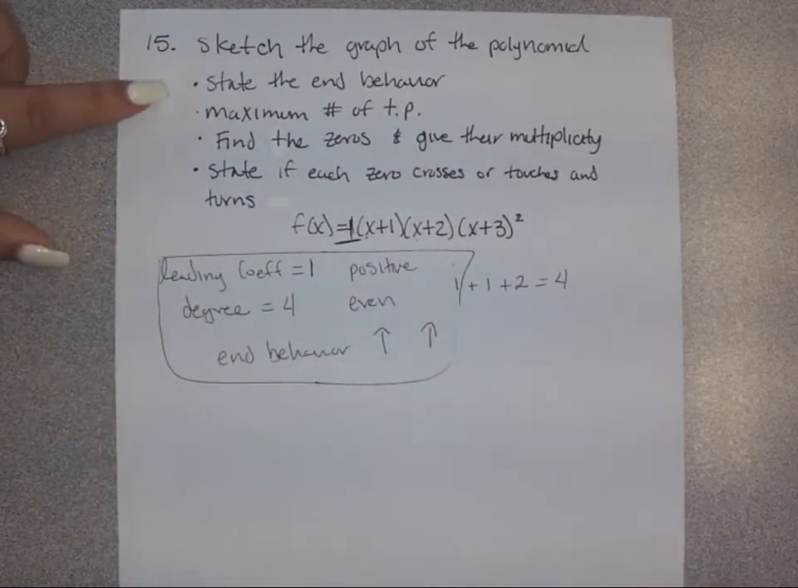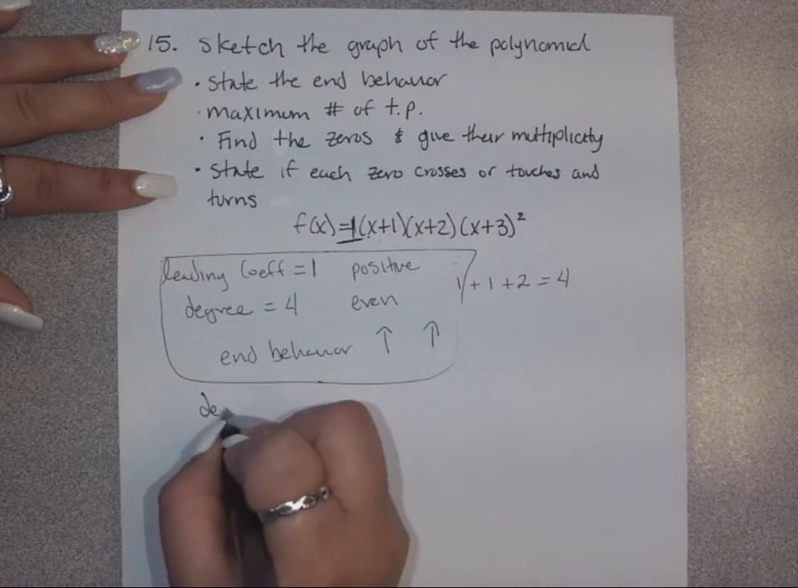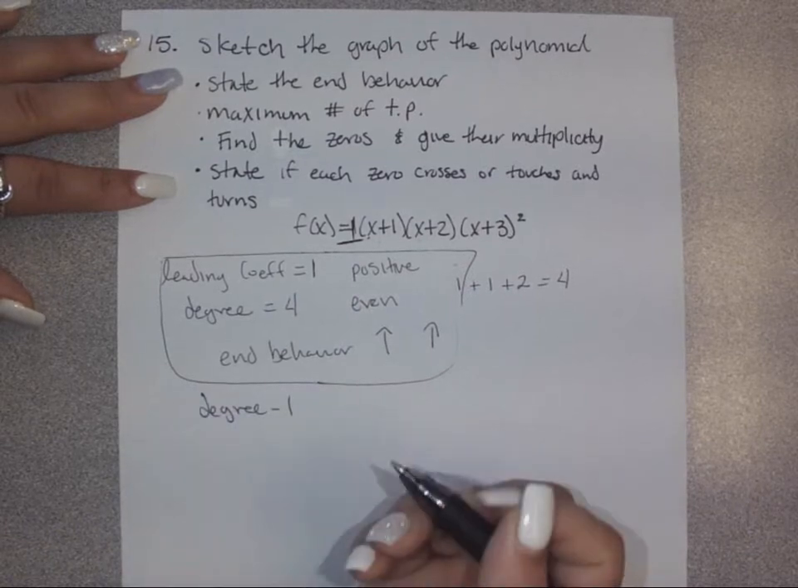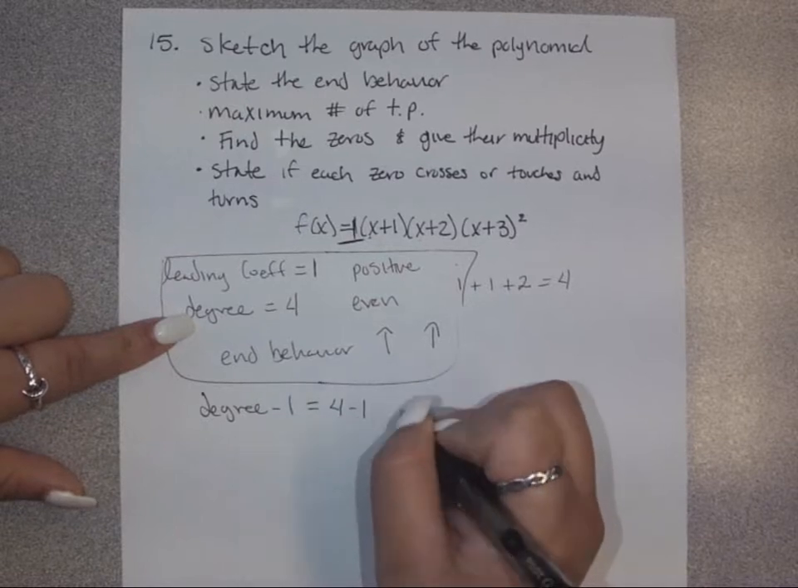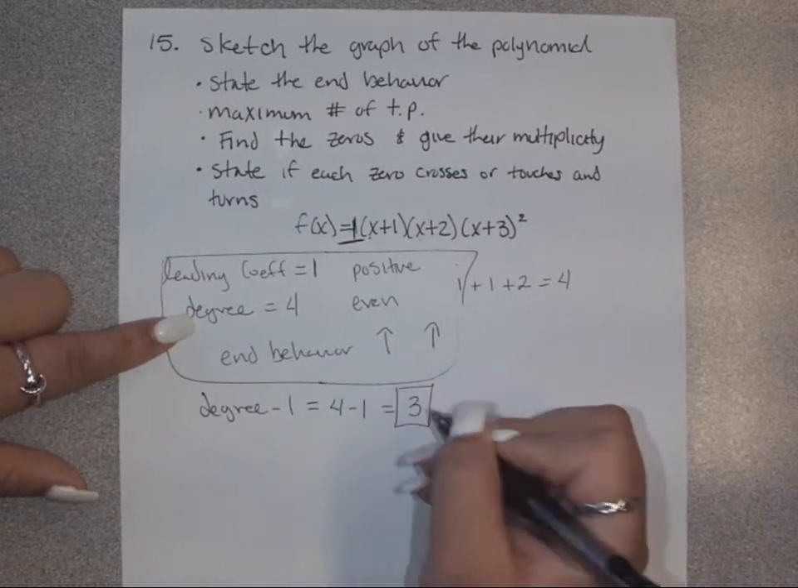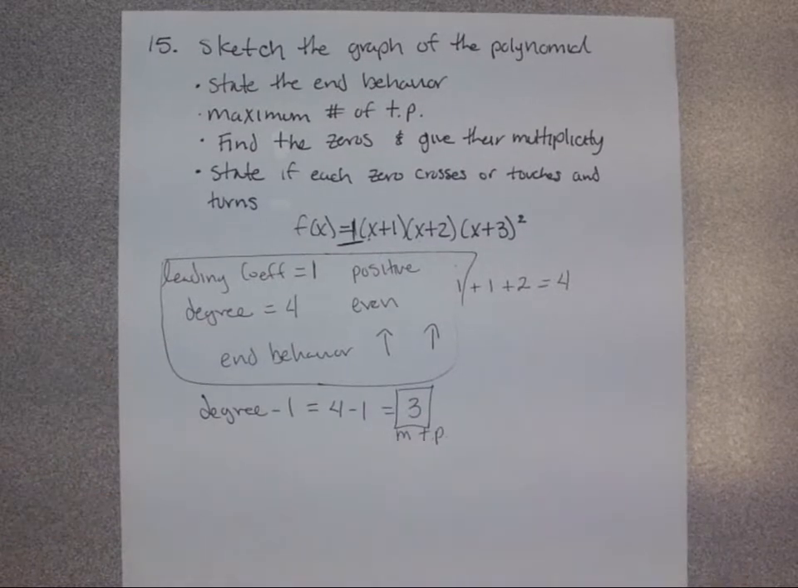Now your turning points. The maximum number of turning points comes from taking your degree and subtracting 1. Our degree in this case is 4. If we subtract 1, we end up with 3. So the maximum turning points we can have in our sketch is going to be 3.